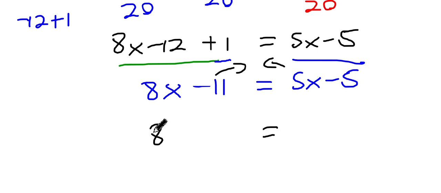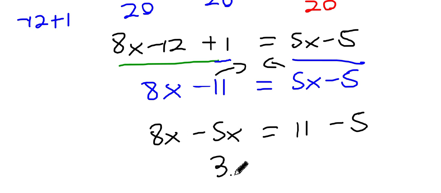So, step 1. Write everything that stays directly underneath where it used to be. Step 2, the goes. Ready? What happens to the 5x when it goes? Turns to a minus 5x. What happens to the minus 11 when it goes? 8x take 5x. 11 take away 5.